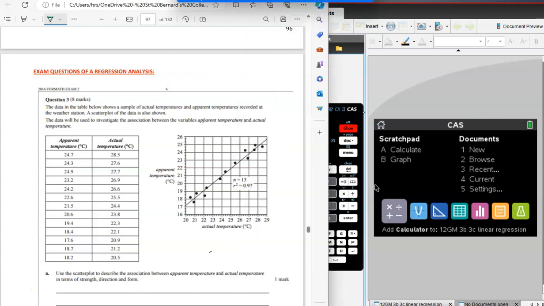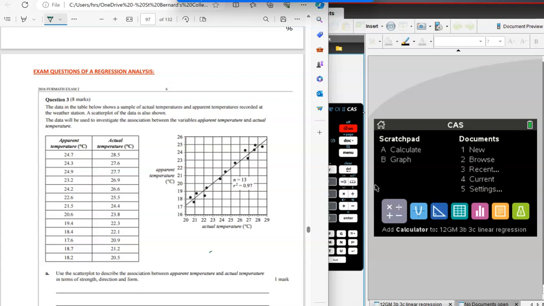Okay, so now we've got some exam questions on a regression analysis. It says the data in the table below shows us the actual temperatures and the apparent temperatures recorded at a weather station. A scatter plot of the data is shown. The data will be used to investigate the association between apparent temperature and actual.